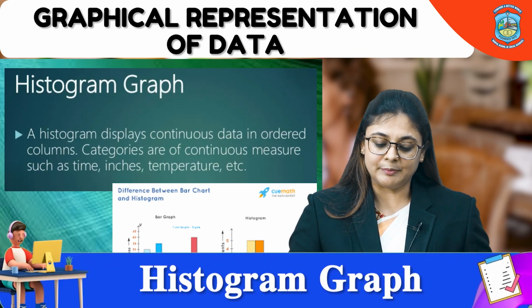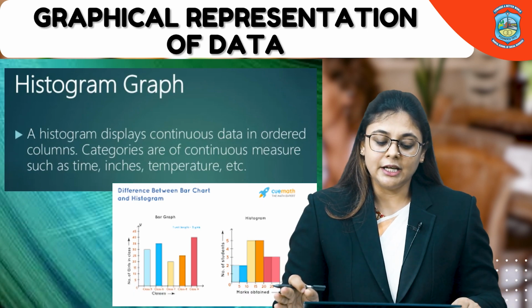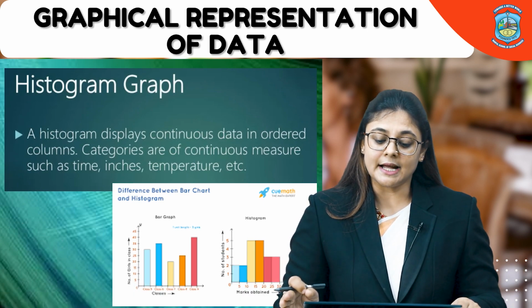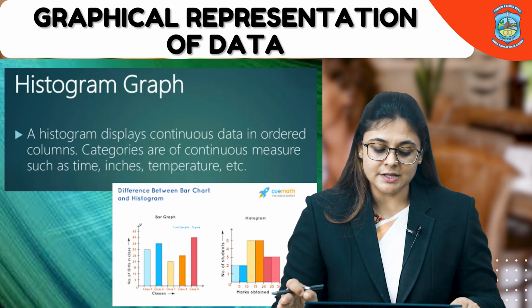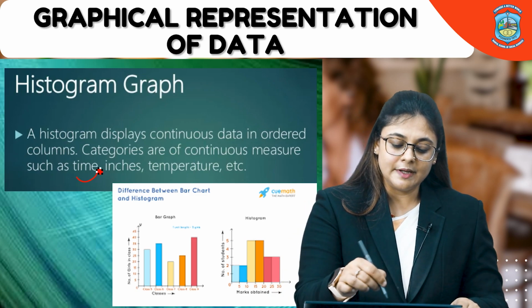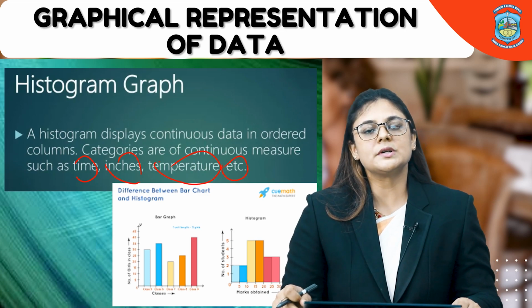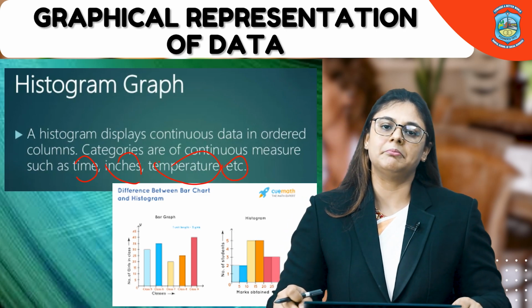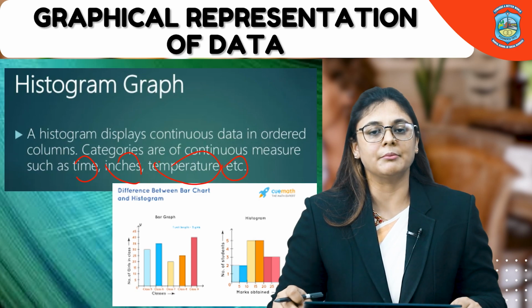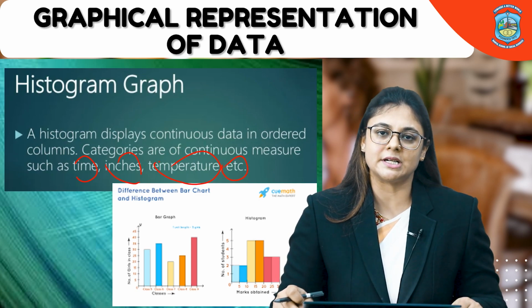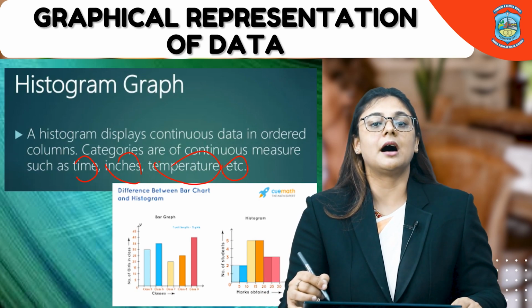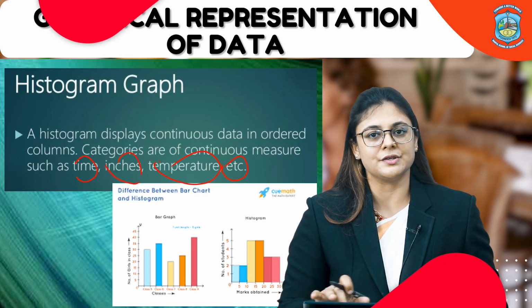Let's talk about the next type of graph, that is the histogram graph. A histogram displays continuous data in ordered columns. Categories are of continuous measures such as time, inches, temperature, etc. You must have noticed that till here in the pie diagram as well as the bar diagram, we were representing only the discrete data. So now histograms are helpful in representing the continuous data.